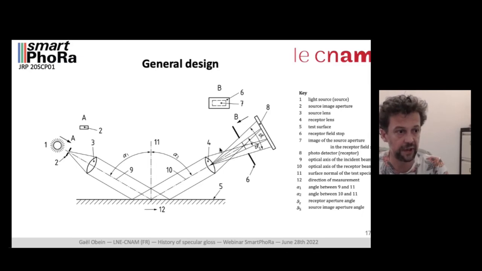So this part is conjugated with that part, of course. So you get the image of the source aperture here. But you also put a second rectangular aperture, defined by the standard, to collect the light not only in the specular, but also around the specular. And it's this information that will give you the different values according to the gloss.